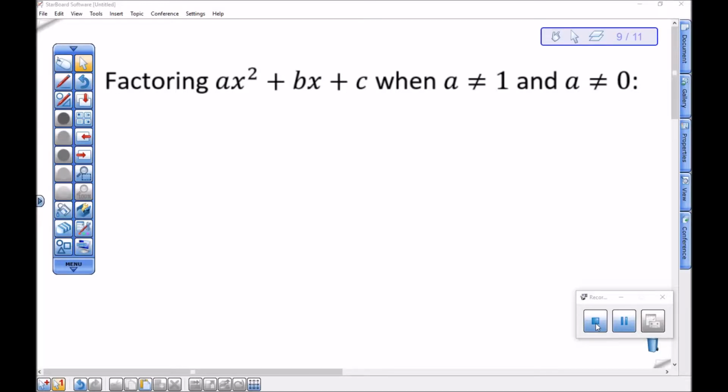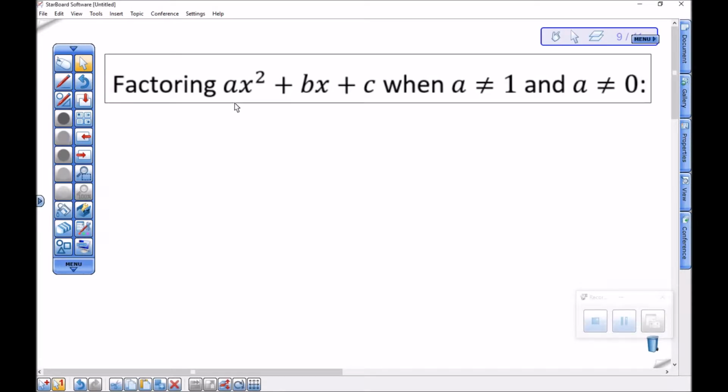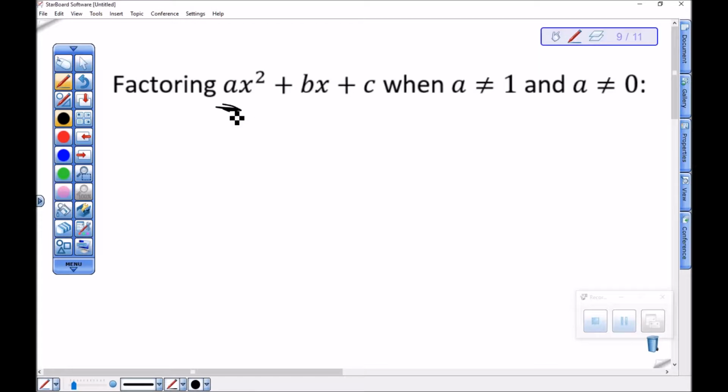If we want to factor a trinomial that's ax squared plus bx plus c when a is not 1 and a is not 0, so you need an x squared term to talk about factoring anyway, but if I want to factor something like this when I have a value here in front of the x, there are a lot of methods to do it. There are a lot of really good ones.